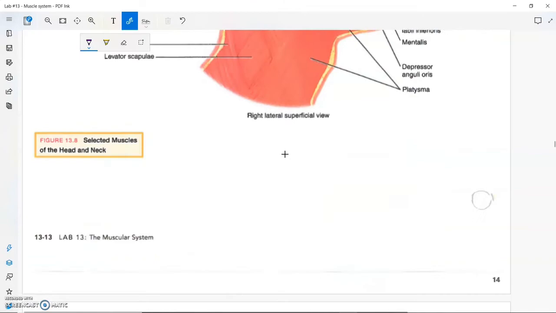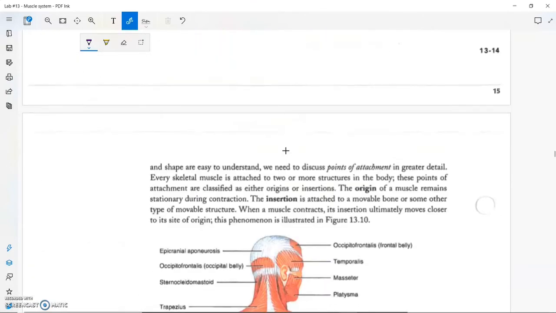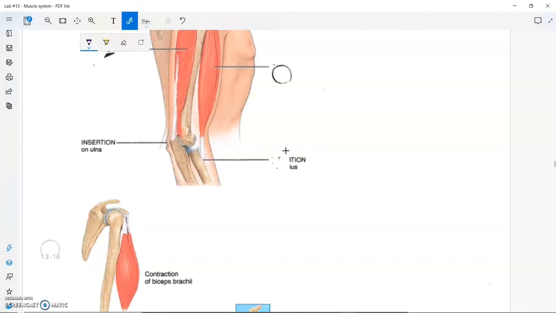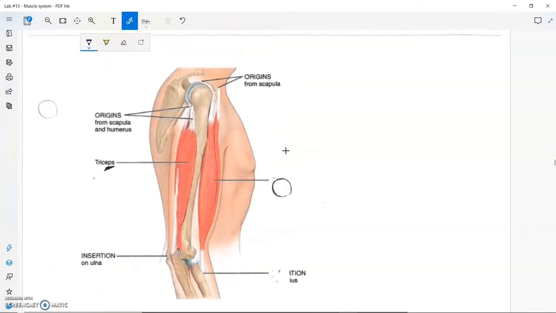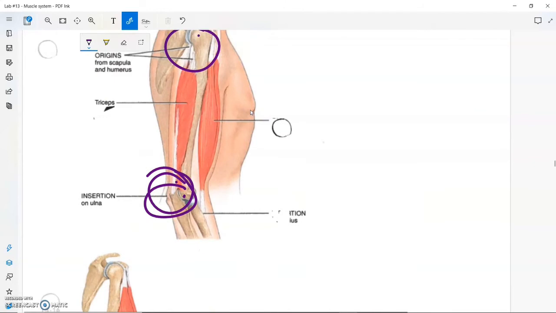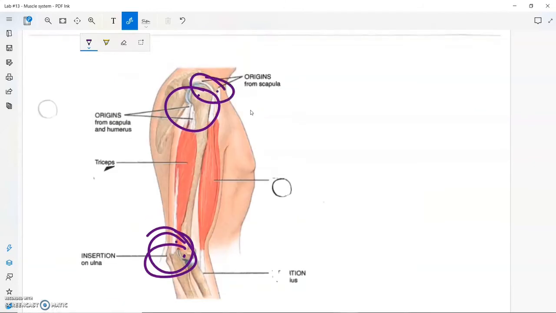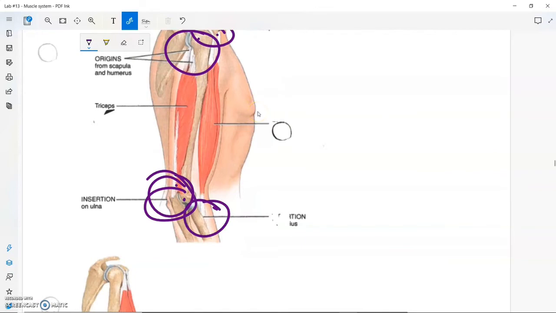Now these are muscles of the head and neck, muscles of the body, rear aspect of the body. So a few things here. Each muscle has an origin. Origin is the place where the muscle attaches to the immovable bone, and insertion is the place of attachment where the muscle is attached to the bone that it moves. So for instance, triceps originates from scapula and humerus here, and it moves an elbow, so it has an insertion on ulna. And for biceps, the origin will be from the scapula and insertion into the radius.